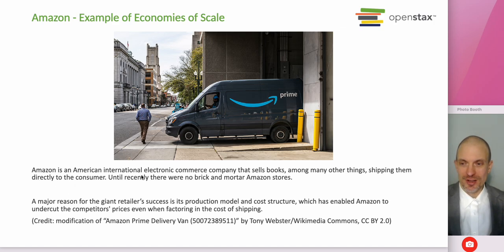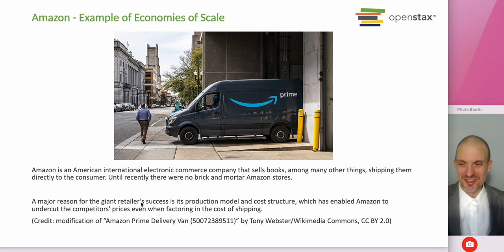Amazon is an American international electronic commerce company that sells books, among other things, shipping them directly to the consumer. Actually, you probably want to think of Amazon as a software company. For a very long time, they were not even profitable on their physical goods side. That might have changed in 2020. I should look back. It may not have. Amazon was only profitable on Amazon Web Services and so on. Anyway, it's awkward to describe them as a bookseller.